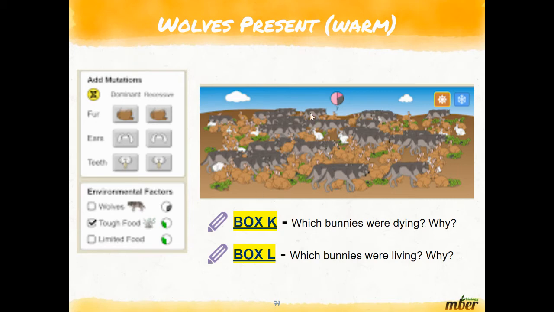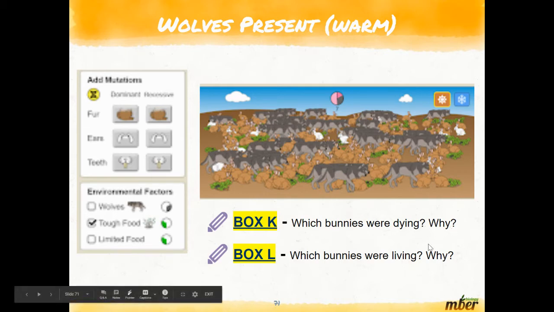In this environment, the warm environment, which bunnies were dying? The brown and the white. Why? In box L, which bunnies were living? Why? Okay, it's going to be the brown or white. You have to decide which one was living or which one was dying in this environment.